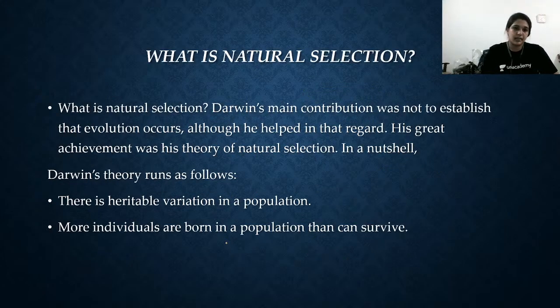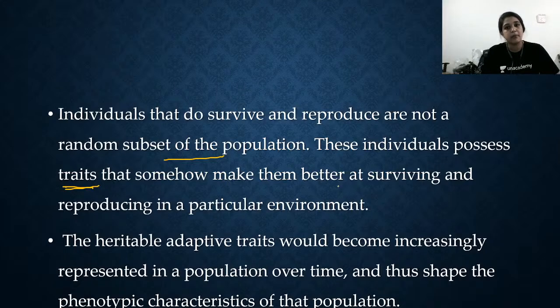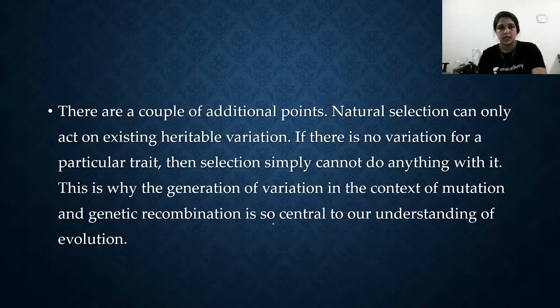Okay. What is natural selection? Darwin's theory about natural selection is that there is heritable variation in a population. More individuals are born in a population than can survive. Individuals that do survive and reproduce are not a random subset of the population. They are selected based on their particular trait. That is, they possess a particular trait that somehow makes them better at surviving and reproducing in a particular environment. So the trait that made them survive is passed on to the offspring, such that their generations are surviving in nature. That is what natural selection is.